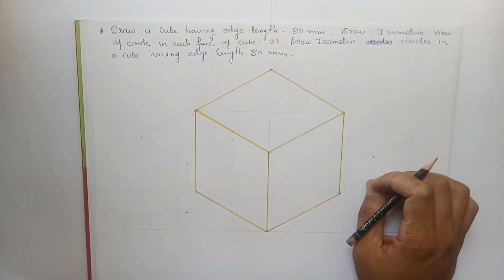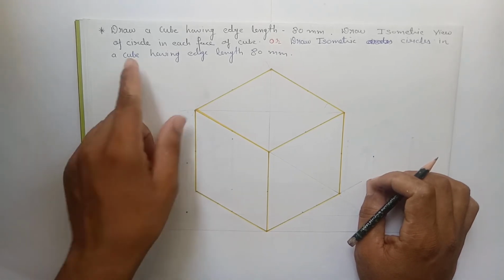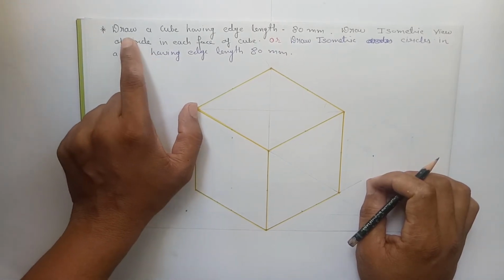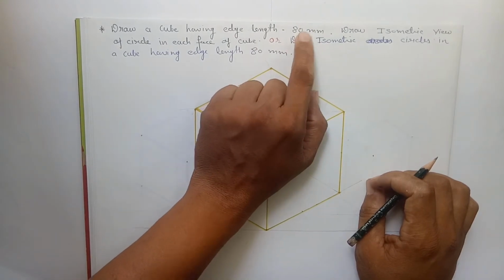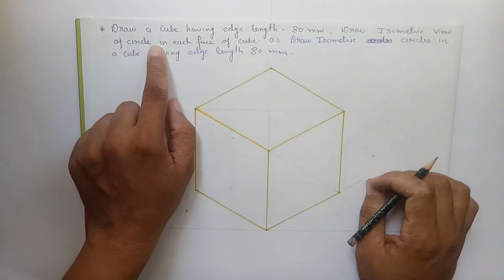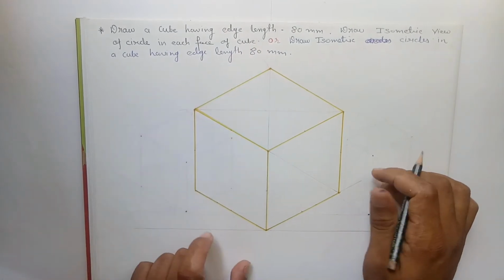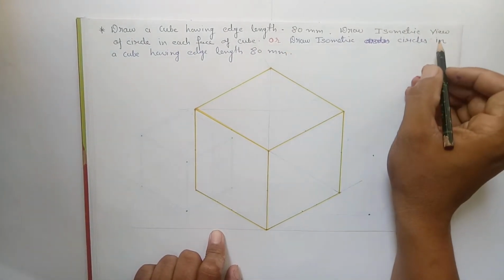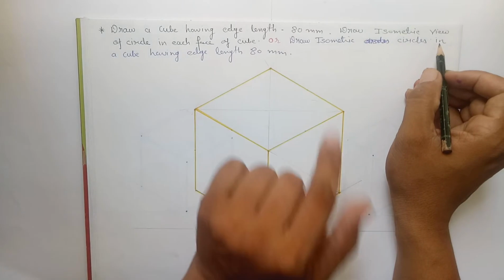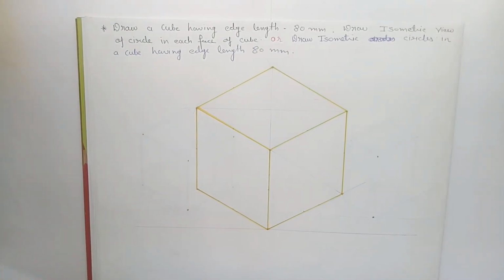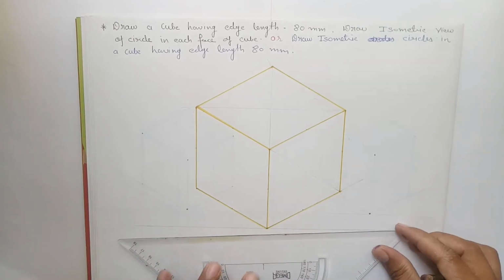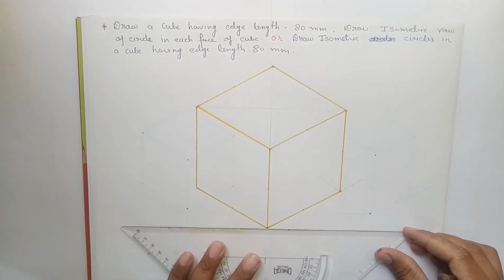Hello everyone. Let us start with some more basic problems of isometric projections. So, draw a cube having edge length 80 mm. Draw isometric view of a circle in each face of the cube, or draw isometric circles in a cube having edge length 80 mm. So first of all, draw a cube having edge length 80 mm.